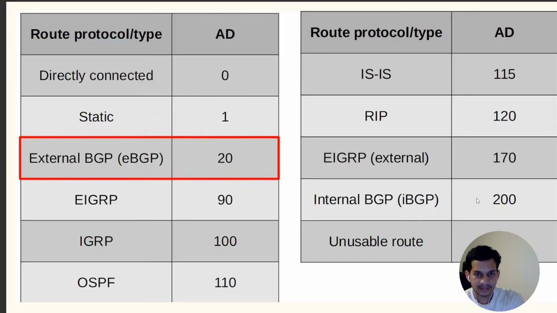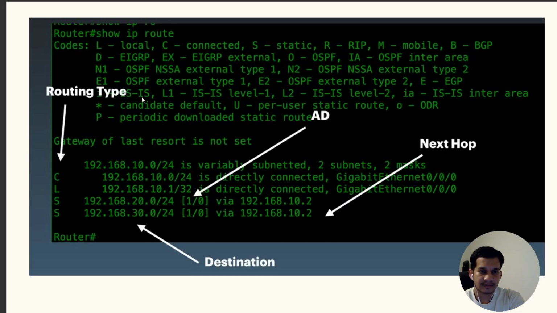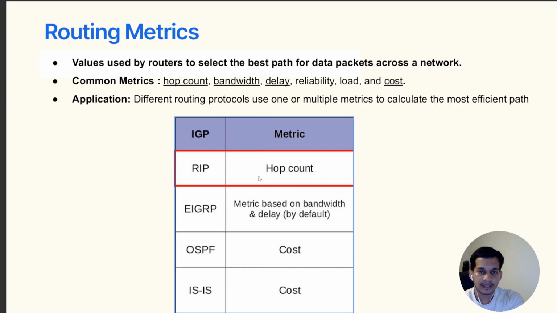So let's look at the table. A directly connected route is 0, a static route is 1. Can you see static S here? The AD is 1. So for static it's 1, and for connected it's 0, so it's not being displayed.